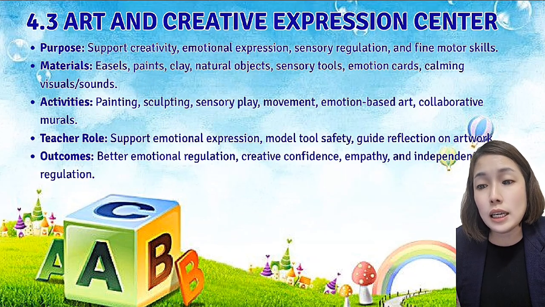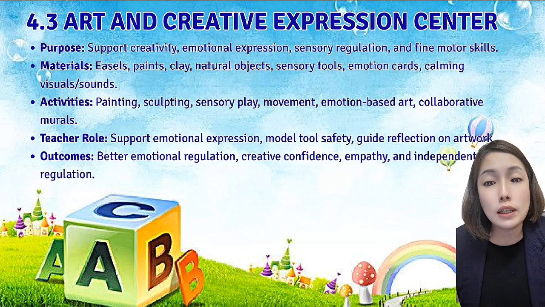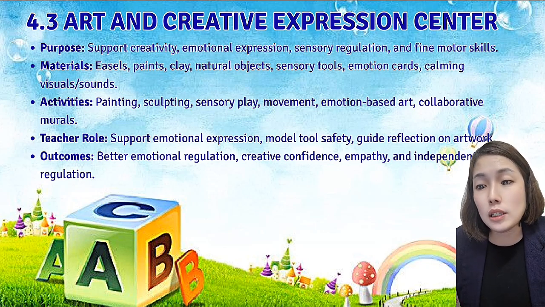materials. The third is the Art and Creative Expression Center. This space focuses on creativity, emotional development, and sensory regulation. Materials include art easels, paints, drawing tools, clay, natural objects for ecological art, textures, fabric, sensory items, and emotion cards. The center also features calming elements such as gentle music and soft lighting. Children engage in painting, clay modeling, sensory exploration, music and movement, and emotion-based art journaling.